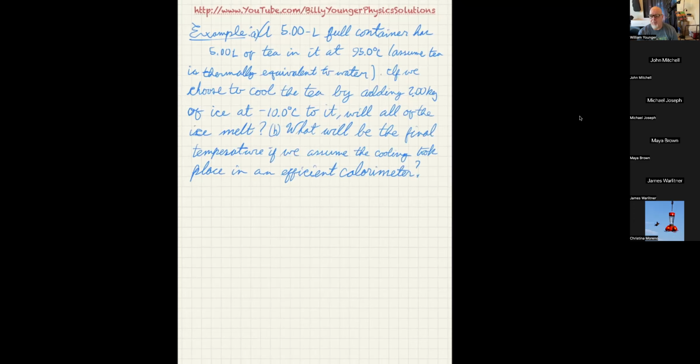All that means is basically every bit of heat that is extracted from the hot tea is going to be absorbed by the ice so that none's lost. Okay, so we're going to go ahead and solve this problem as follows. Does anybody have any questions about the problem?